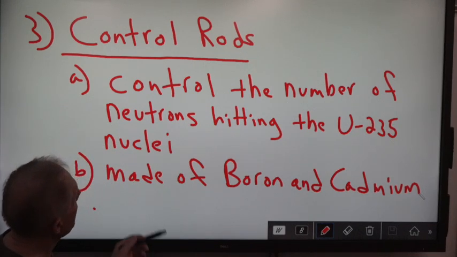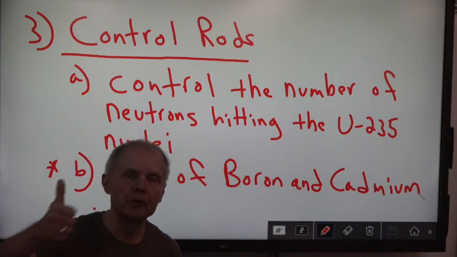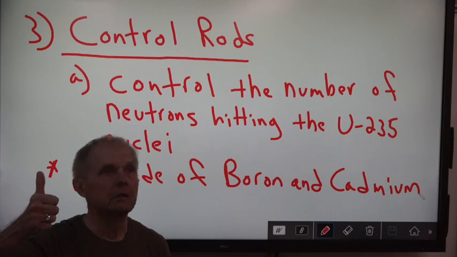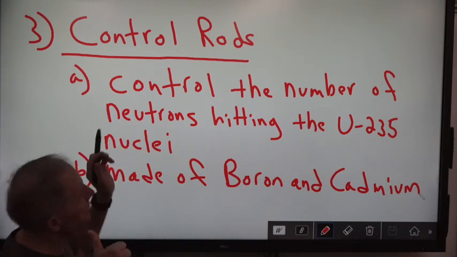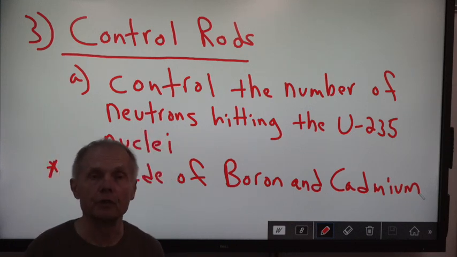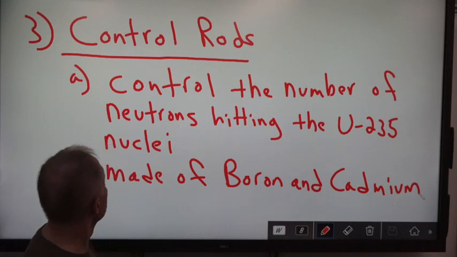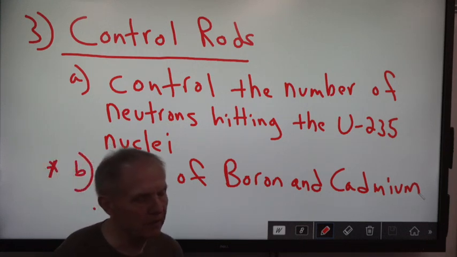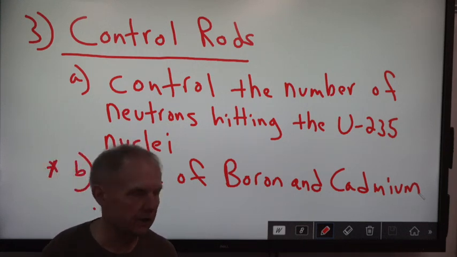Okay, so now we have what the fuel is, we have what the moderator is to slow down the neutron, and we have what the control rods do to either speed up or slow down the chain reaction. The next thing we have to do, number 4, is the coolant.